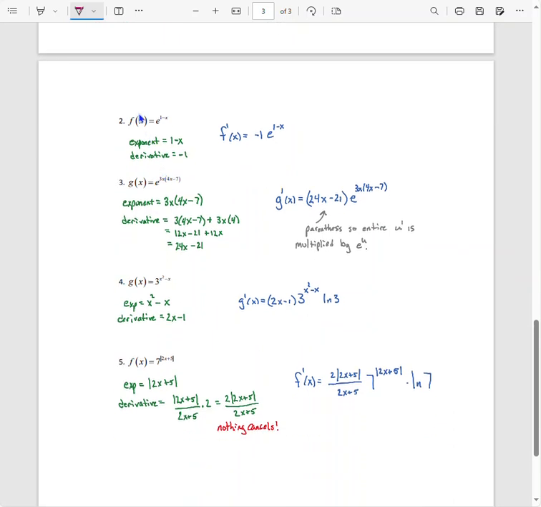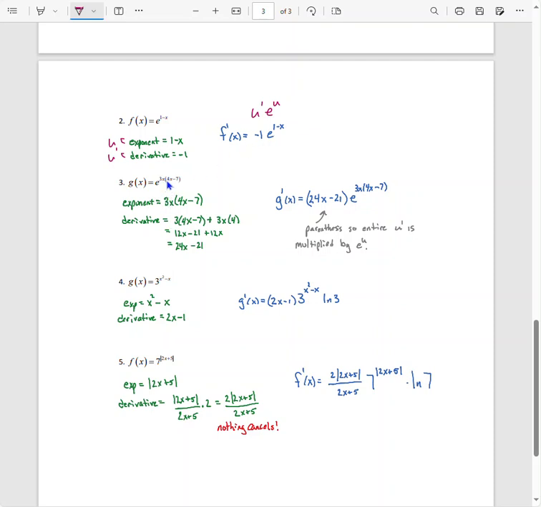So let's look at number 2. F of x equals e to the 1 minus x. My exponent is 1 minus x. My derivative of the exponent is negative 1. So the derivative of f of x equals e to the 1 minus x is u prime times e to the u. Derivative of the exponent multiplied by the original.